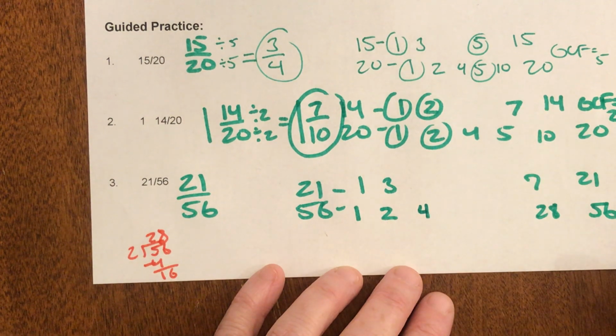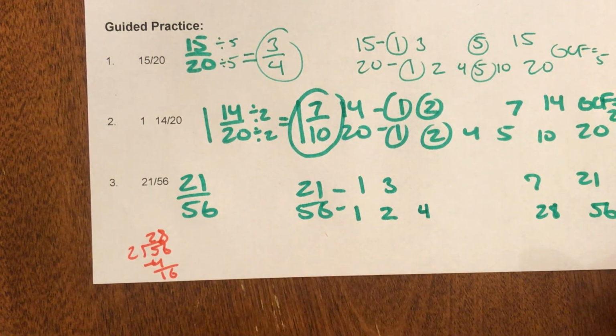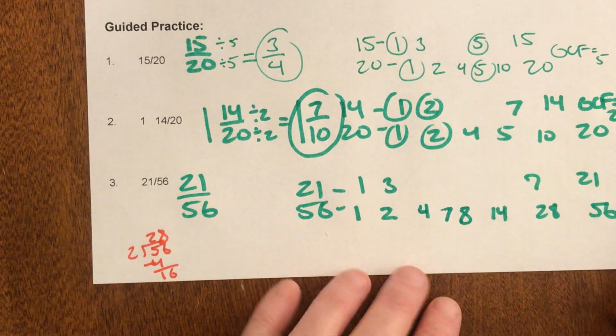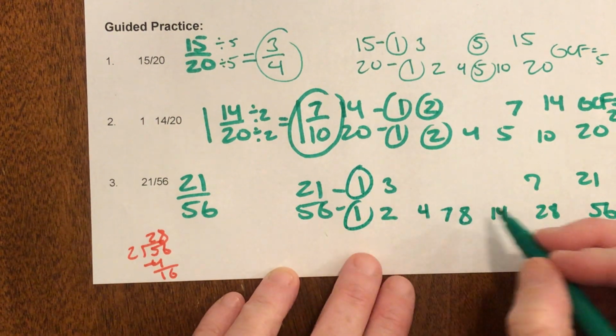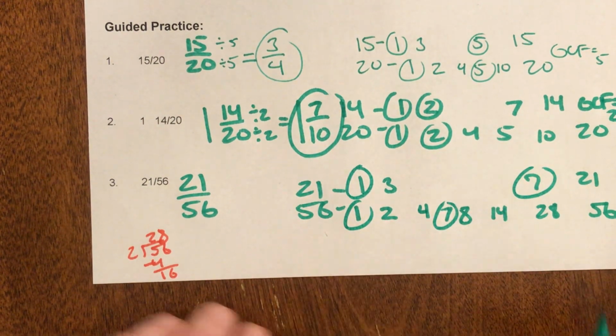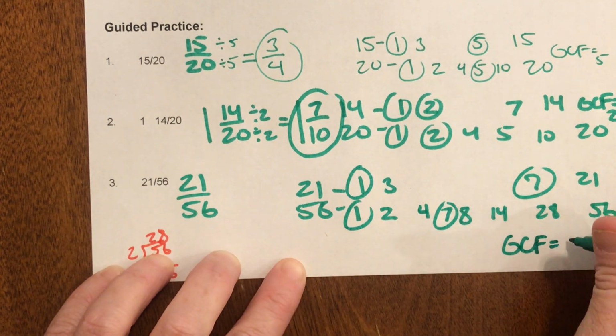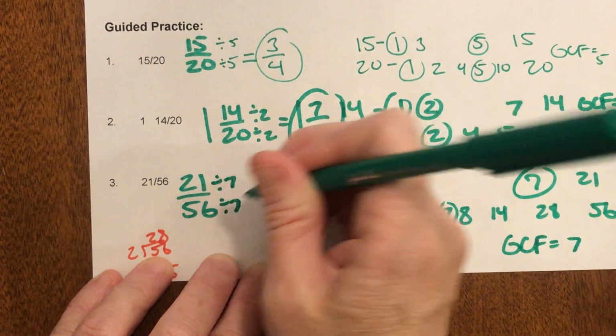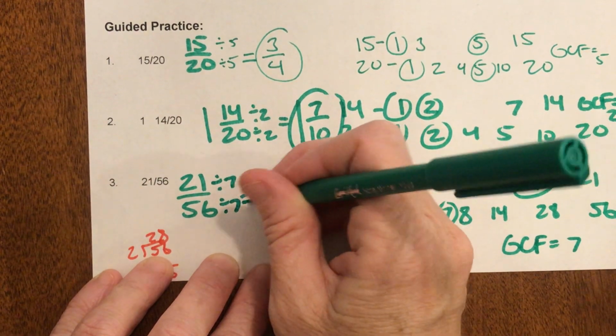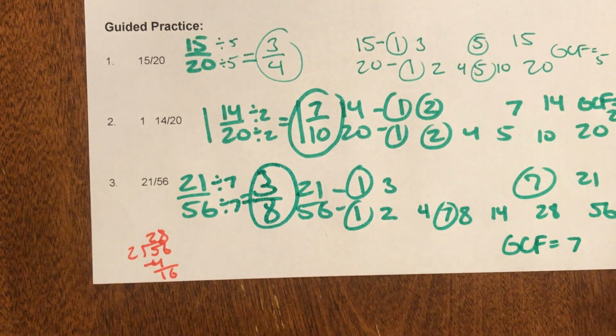Okay, so I do know 4 actually does work, and this one is 14. I'm kind of helping you with that one. 5 does not work. 6, most of us know our multiplication tables really well. 6 will not work. 7 does work. 7 times 8. So this one was a tricky one, and my GCF is actually 7. That was my GCF. So I'm going to divide them both by 7, and I get 3/8 is an equivalent fraction.